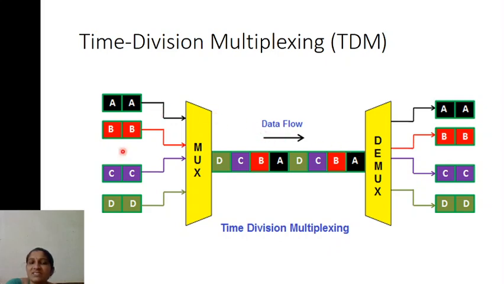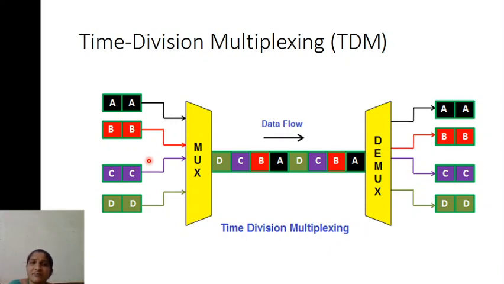Each input is allotted a certain amount of time without any change in frequency. The bandwidth remains the same here, and only the time is divided. Each input is given a certain amount of time in which it is allowed to send its data. After that time, the next input is given its time so that it will transmit its data.